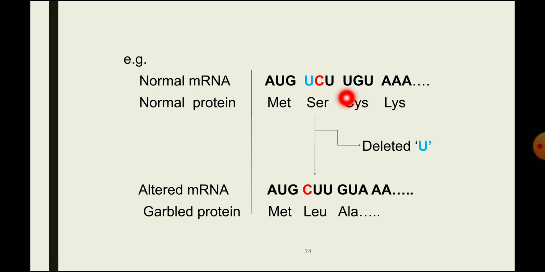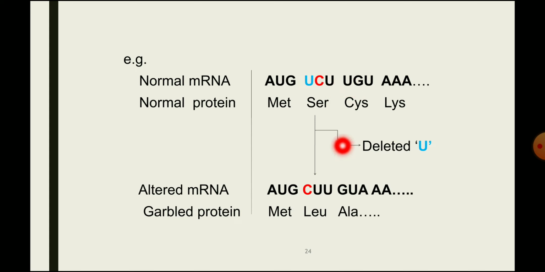But here some C is removed, deleted. So what happens? The codon will code like this: U, U, U. Here U is deleted, not the C. U is deleted. So what happens? CUU is the next codon. AUG, CUU, GUA, like that.